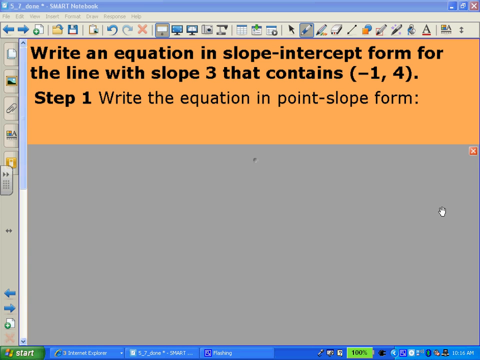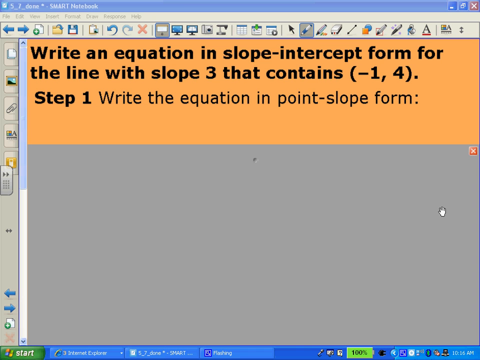This is 5-7 part 2. We're starting to get into some pretty fun algebra stuff here as we work through different forms of equations. So here it says write an equation in slope-intercept form for the line with slope 3 that contains -1, 4.